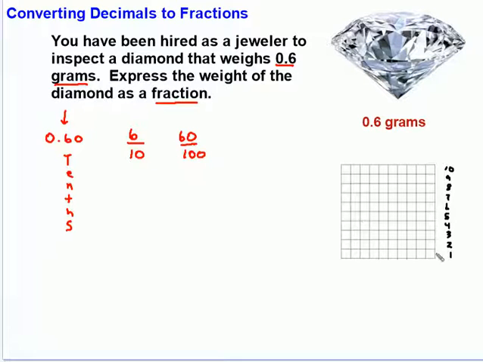6 out of 10 would be if we took a bar like this and we had 1, 2, 3, 4, 5, 6, 7, 8, 9, 10, and we filled up 1, 2, 3, 4, 5, 6 of those. That would give us 6 out of 10. Or 60 out of 100 would be as if we did this, and we took all of these squares and we filled them up, 60 out of 100. So we have 10, 20, 30, 40, 50, 60 out of 100. And that's how we convert decimals to fractions.